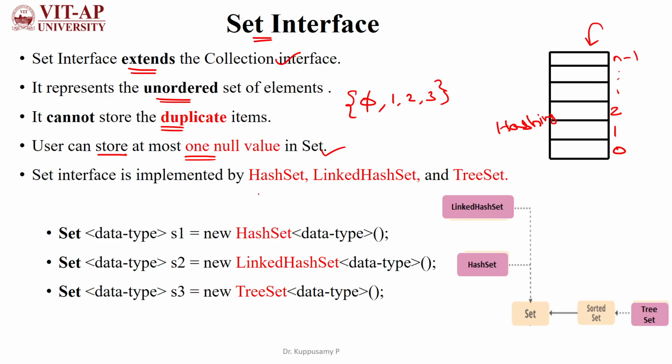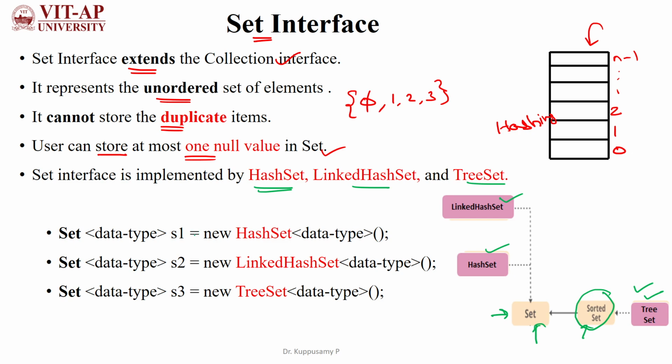The Set interface can be implemented by three different classes which are given here. One is the HashSet class, and the LinkedHashSet class is given here. The TreeSet class is also used to implement the Set interface. Set is also having another sub-interface, the SortedSet interface, which can be implemented by using the TreeSet class.